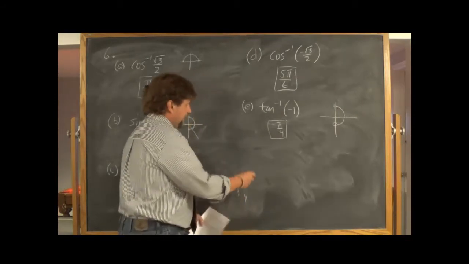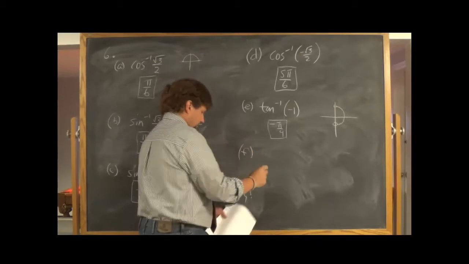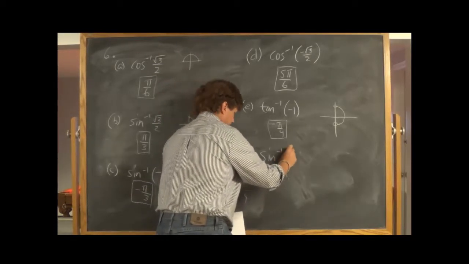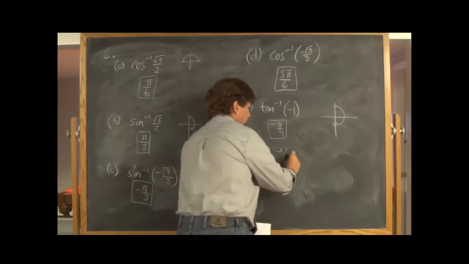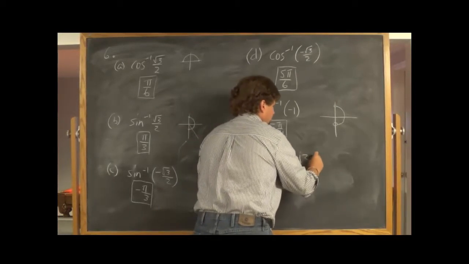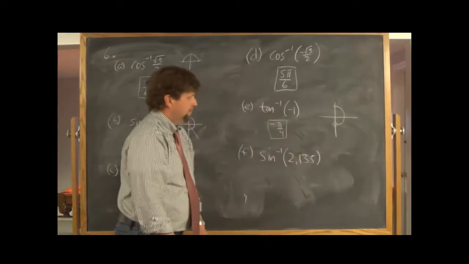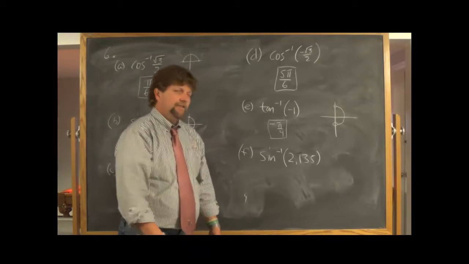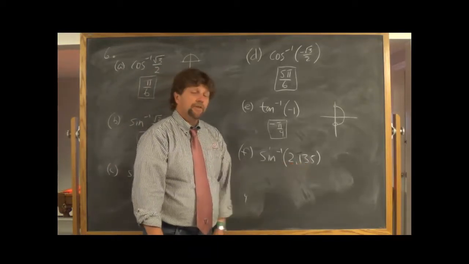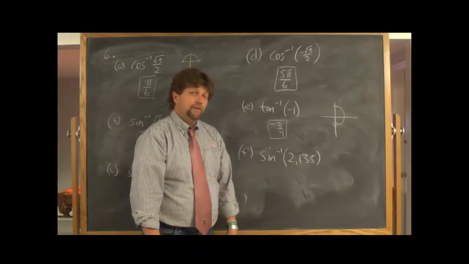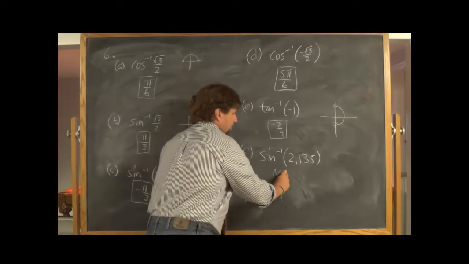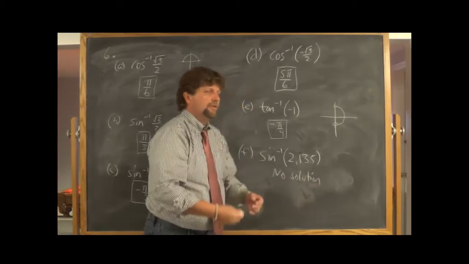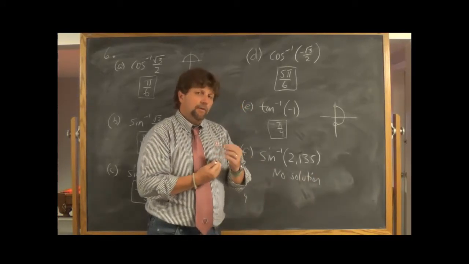Then finally, F, you're being asked to find the inverse sine of 2.135. Well, for this one, I need you to recognize this number is larger than 1. Since it's larger than 1, there's no solution. There is no angle that when you do the sine of the angle, it's going to give you a number larger than 1.